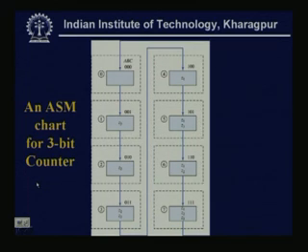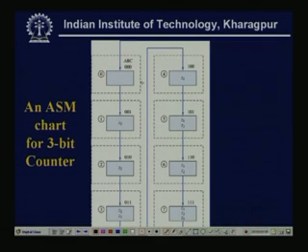Now, we take one example of an ASM chart for a 3-bit counter. For a 3-bit counter, this is a mod 8. So, it has 2 to the power 3 states, 8 states. If the state symbols' logical name is ABC, the 3 things, then it will be 000, 001, 010, like that it goes up to 111.